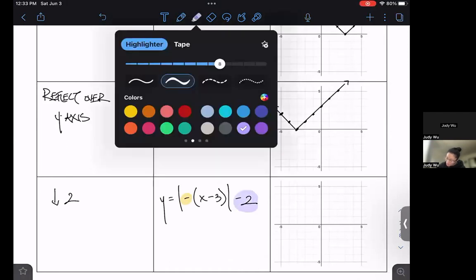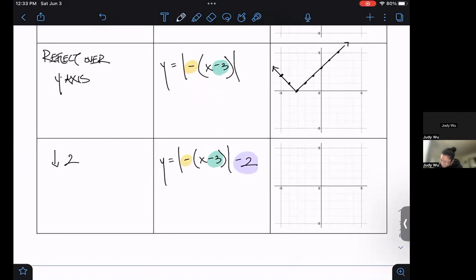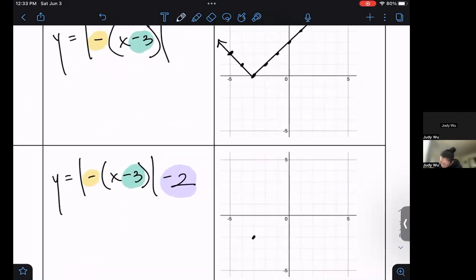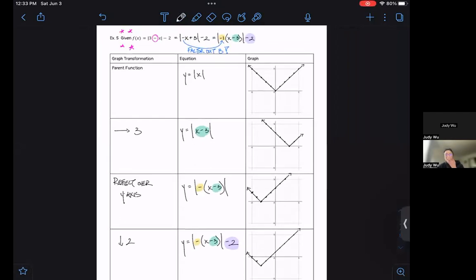Minus 2 is our last transformation, but we don't want to forget what we started with, this minus 3. Okay, so now I'm going to move everything down 2. 1, 2, and then make my V from there. All right, so there we have it, our example 5, where we've got all these points plotted, we've listed out the specific graph transformations, and we've shown what order they happen in.